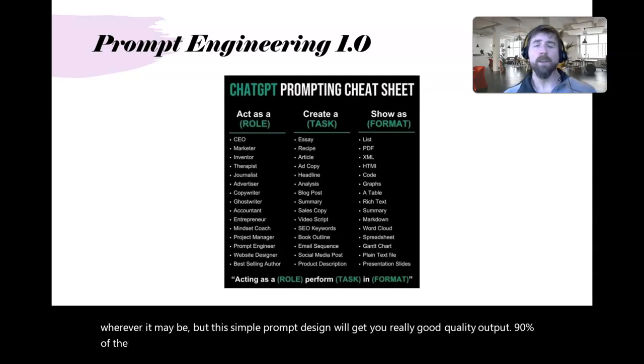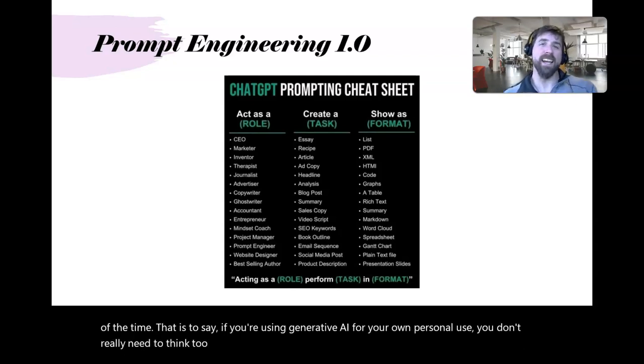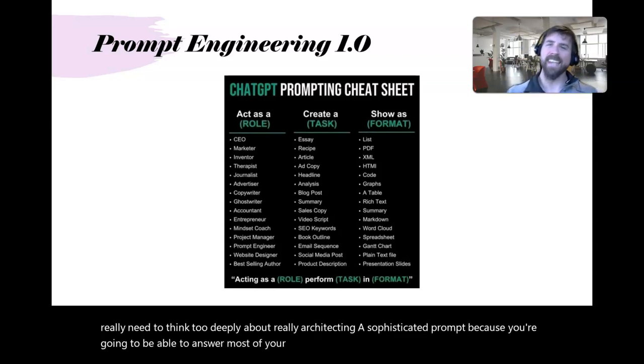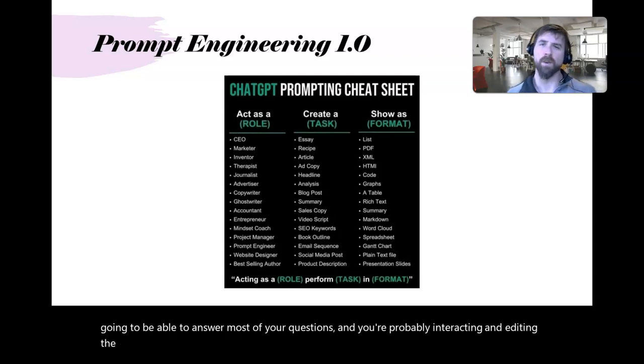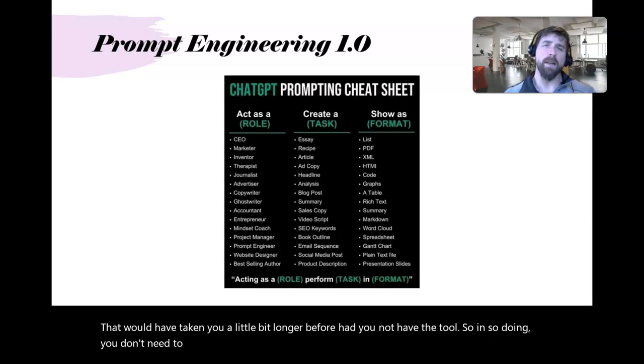That is to say, if you're using generative AI for your own personal use, you don't really need to think too deeply about really architecting a sophisticated prompt, because you're going to be able to answer most of your questions, and you're probably interacting and editing the output anyways as you're working with it, helping you to quickly solve some things that would have taken you a little bit longer before had you not had the tool. So in so doing, you don't need to really think too deeply about the architecture or engineering of your prompts. We can follow a very simple set of rules.